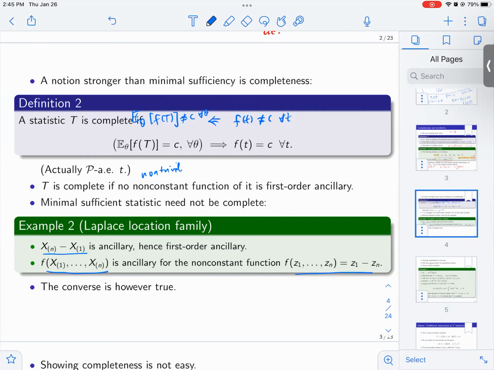The Laplace family puts mass over the entire real line, so this is definitely not constant almost everywhere in the family. But if you apply it to the order statistic, it produces an ancillary statistic. So the order statistic X1 through Xn is not complete in the Laplace family, although it's minimal sufficient, as you've seen. This gives you a counterexample, showing that minimal sufficient statistics need not be complete.